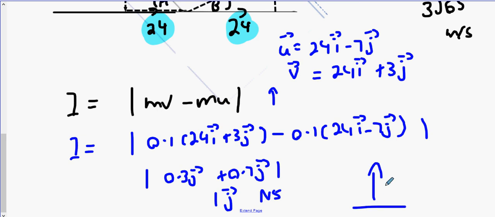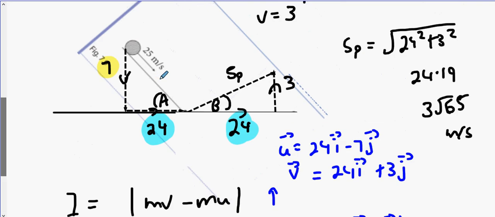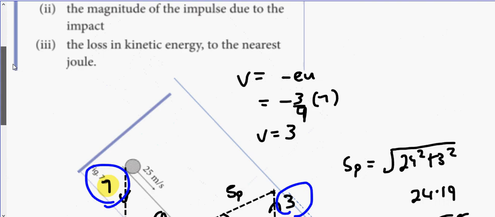But once again, you don't have to do it like that. You can just ignore the values that are the same and concentrate on the j values where it actually changes. Okay? So that's your impulse done.